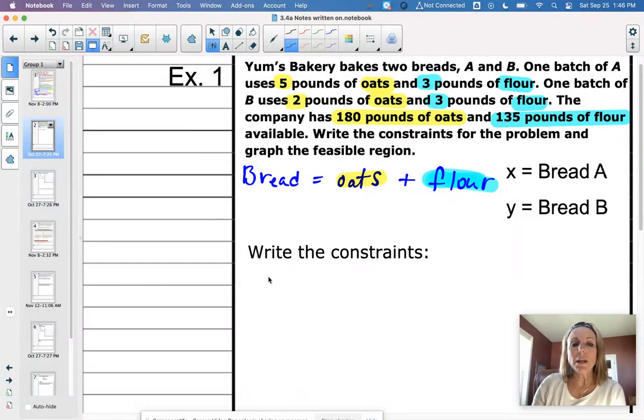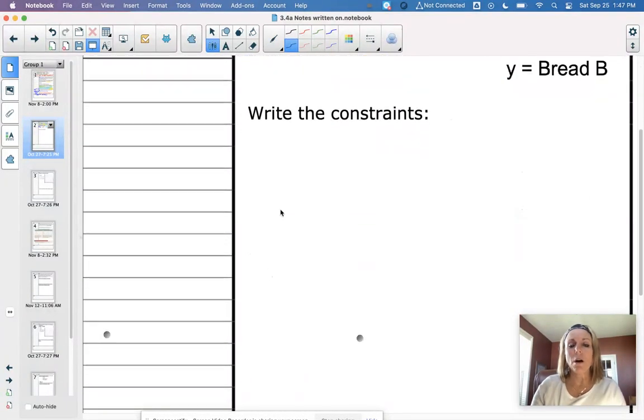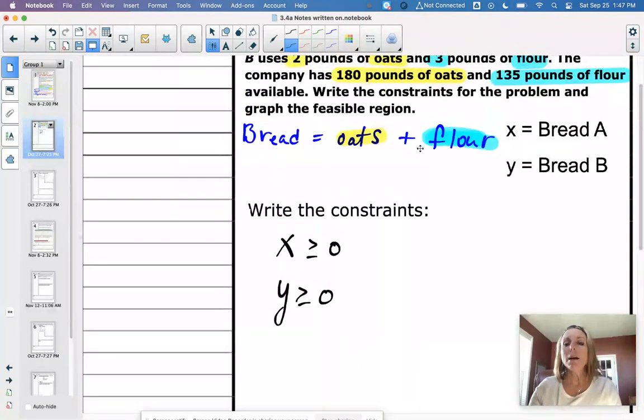The first 2 constraints you're always going to write down is this. X is greater than or equal to 0 and Y is greater than or equal to 0 because I cannot make negative bread. It doesn't make any sense. So I have to use those 2 as my initial constraints.